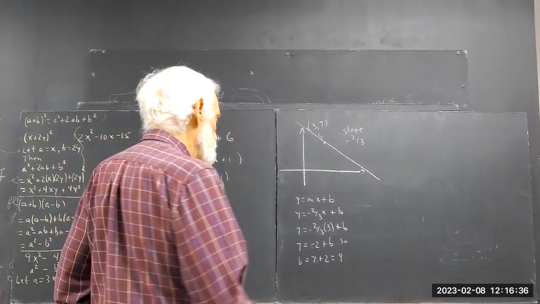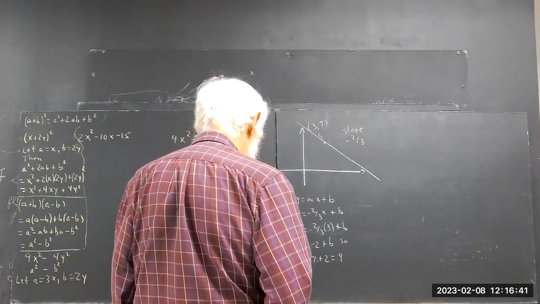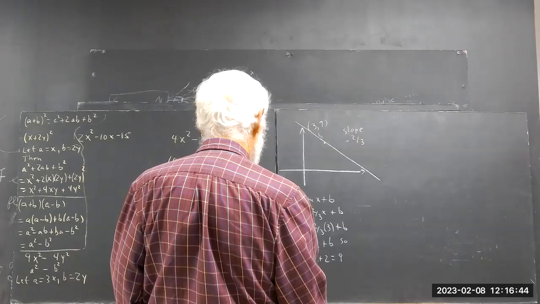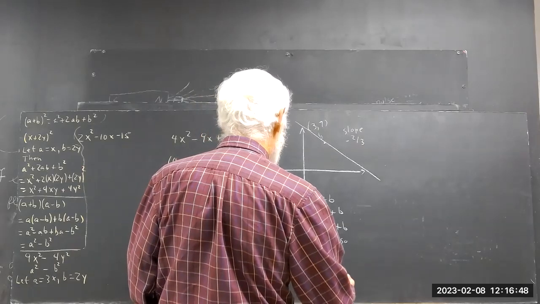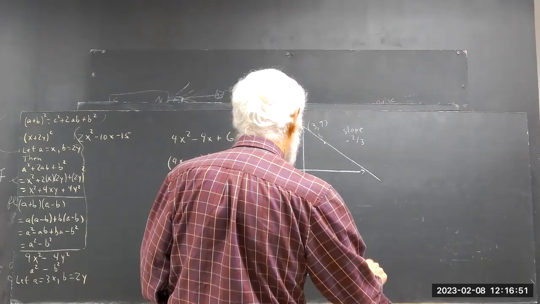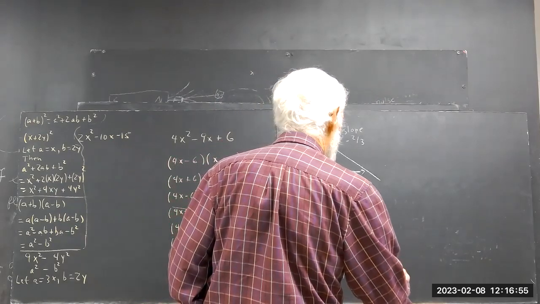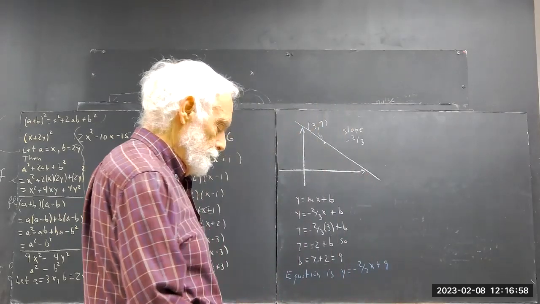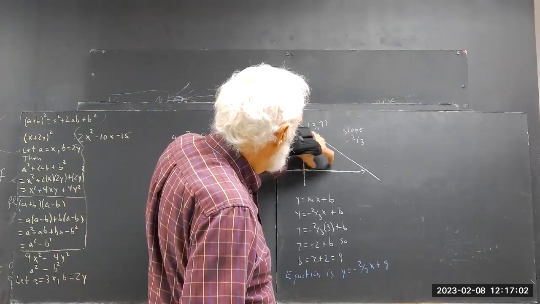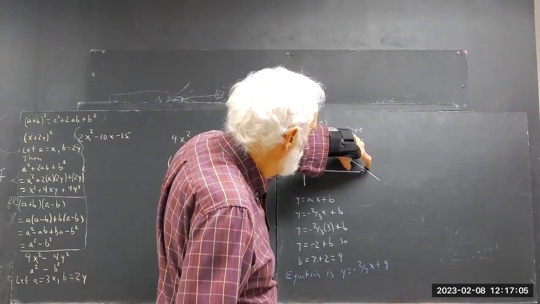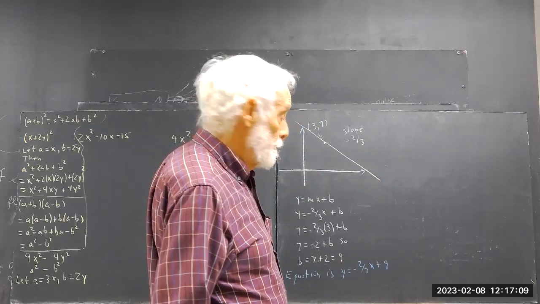And now our equation is y equals -2/3 x plus 9. Now, one thing we could do, let's see, if this is 3, and 3 more is here, and 3 more is here, it looks like the x-intercept ought to be about 9. Okay.